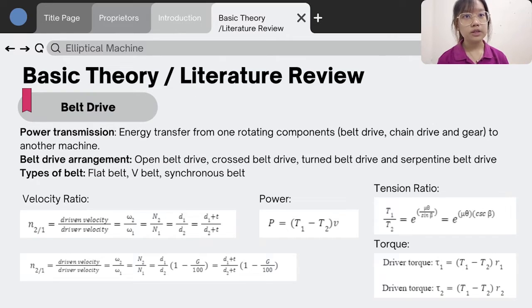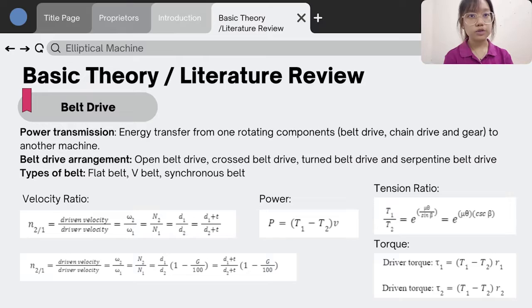Now I will present about the basic theory in our project. The first topic involved in the elliptical machine is belt drive. Power transmission refers to an energy transfer from a rotating component such as belt drive, chain drive, and gear to another machine. There are four types of belt drive arrangement, which are open, cross, turn, and serpentine.